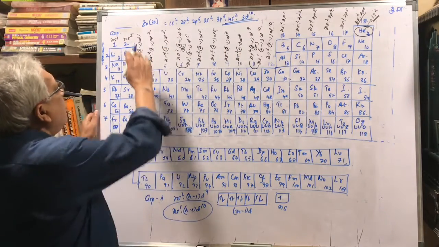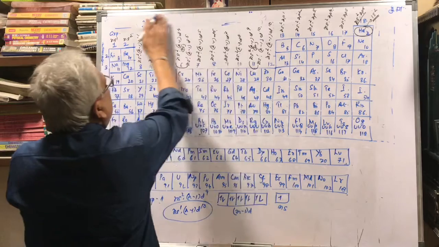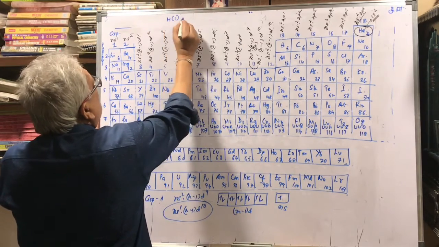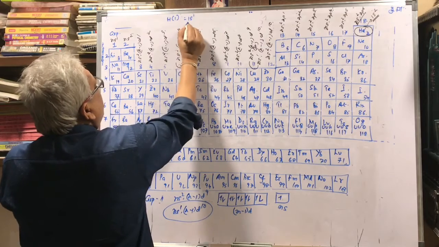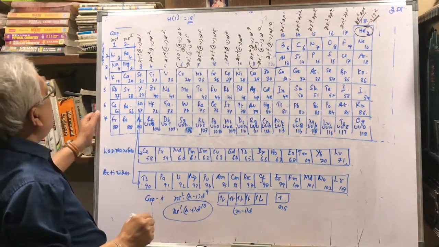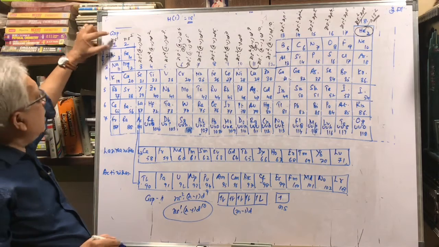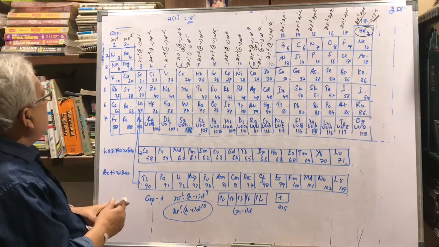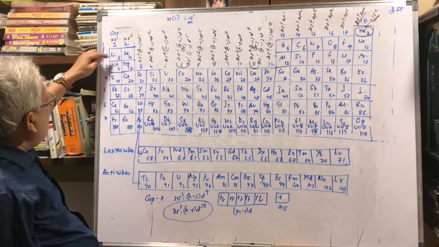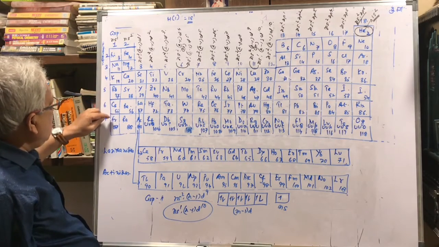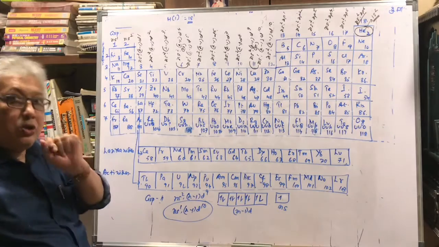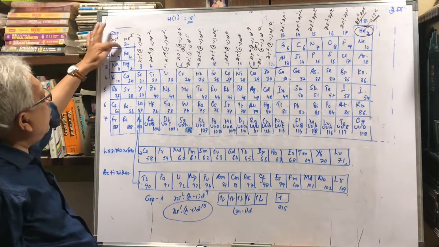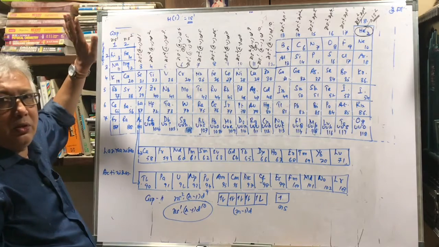Actually speaking, hydrogen's atomic number is 1, so its configuration is 1s1. On the basis of that, it should be in group 1, and earlier it was placed in group 1. But then the argument was that lithium, sodium, potassium, rubidium, cesium, francium, they all are metals, but hydrogen is not a metal. And since hydrogen is not a metal, it could not be placed along with the other metals.